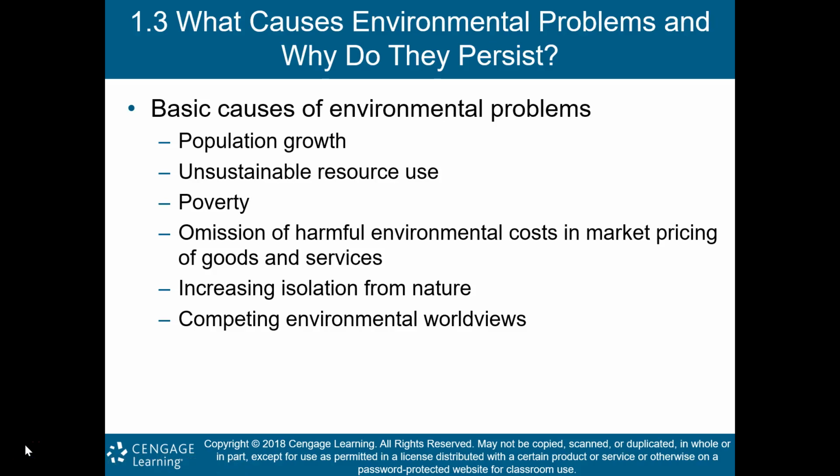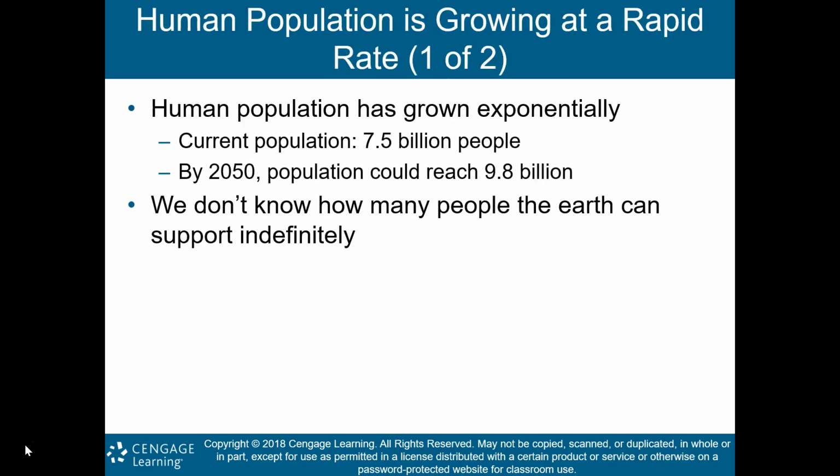Before we move into our discussion of environmental economics, we need to just go over the main causes of environmental problems. Obviously, we've been talking a lot about humans' use of natural resources and increasing ecological footprints. So let's just sum these things up into the main causes of environmental problems. The first main reason for environmental problems is human population growth.